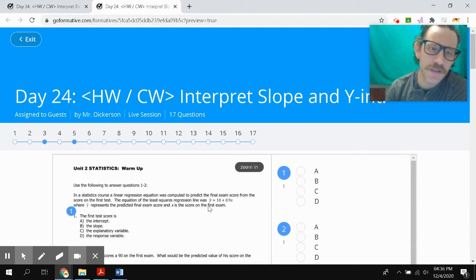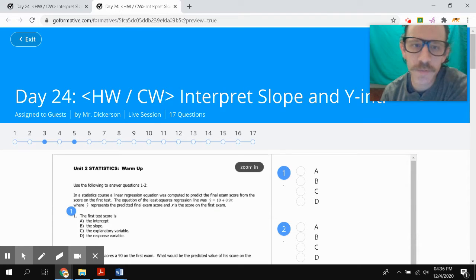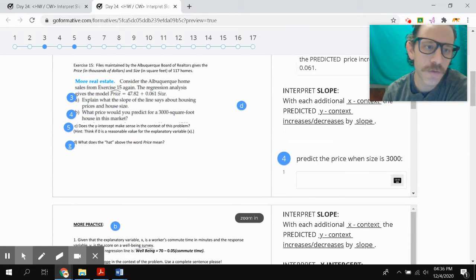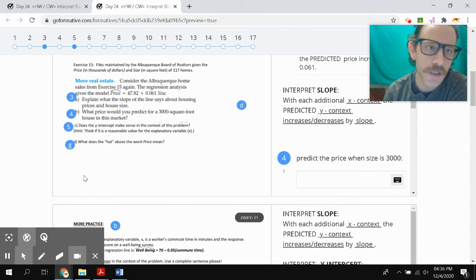Hello, stat students. We're going to go over some slope and y-intercept stuff in case you missed it from the last video. So looking at this problem down here, 3, 4, and 5 for this day 24 worksheet.